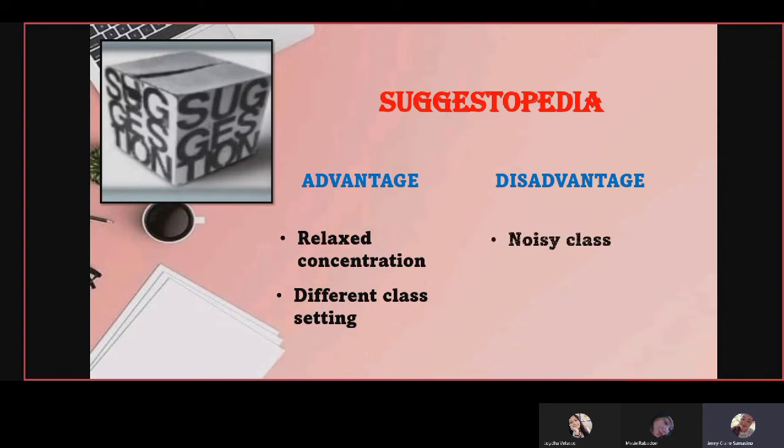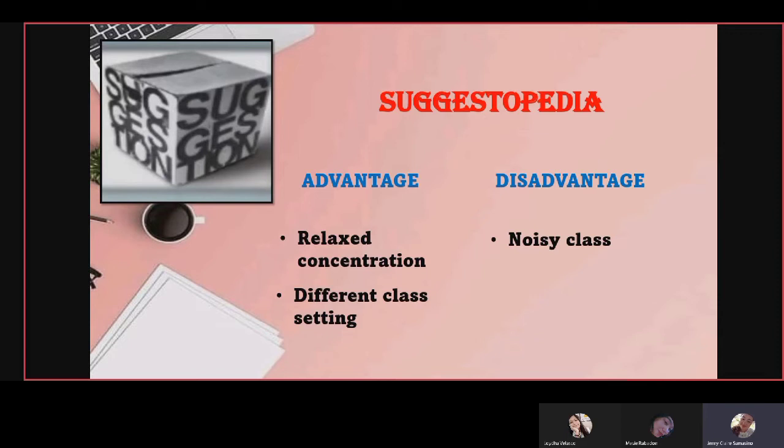Next is disadvantage. Noisy class. The lesson explained that using music during the learning process will create a relaxed mind, which is the optimum state of learning. But for the people who cannot study in a noisy class, they say that using music, the learning process is not effective at all because it will irritate and disturb them.